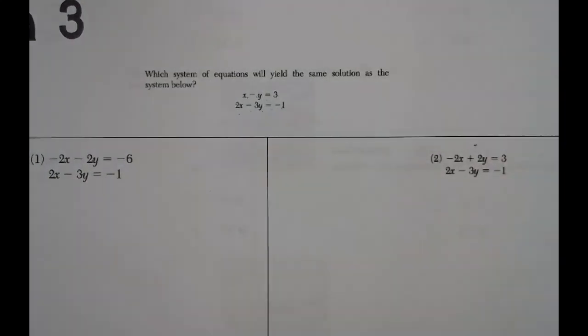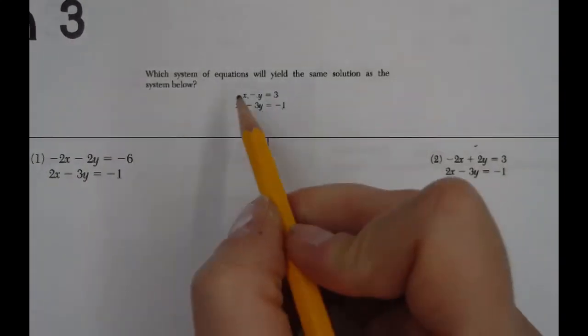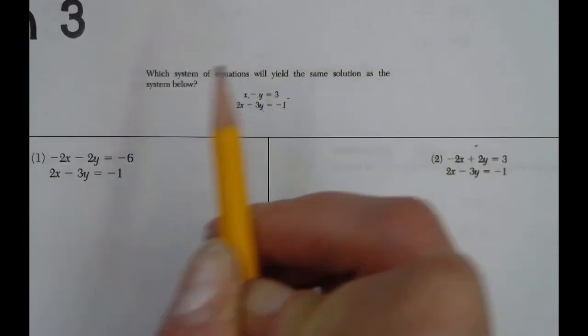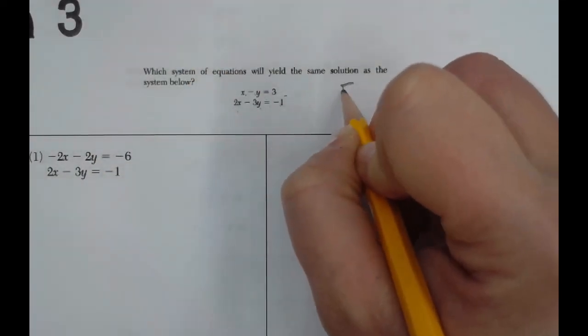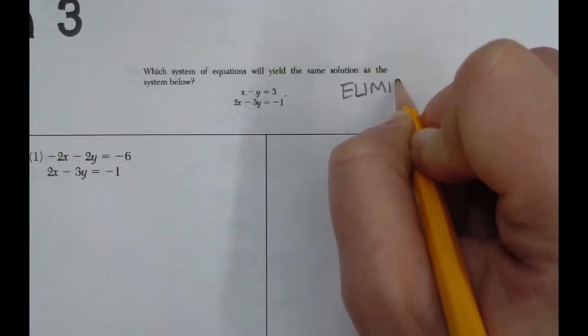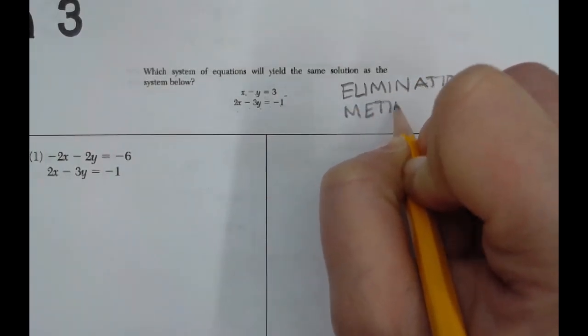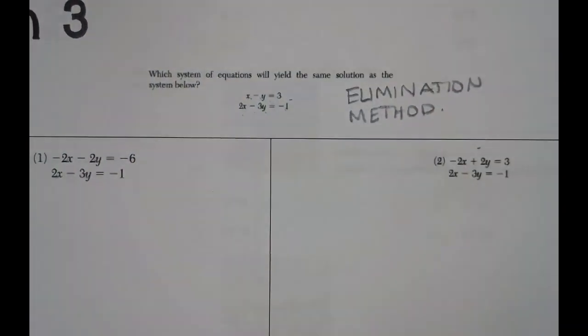So, all right, here's what I'm seeing: both equations are written in standard form, right, which tells me that we're going to need to use the elimination method to solve this. I mean, you don't have to, but it might be the quickest way to solve this.